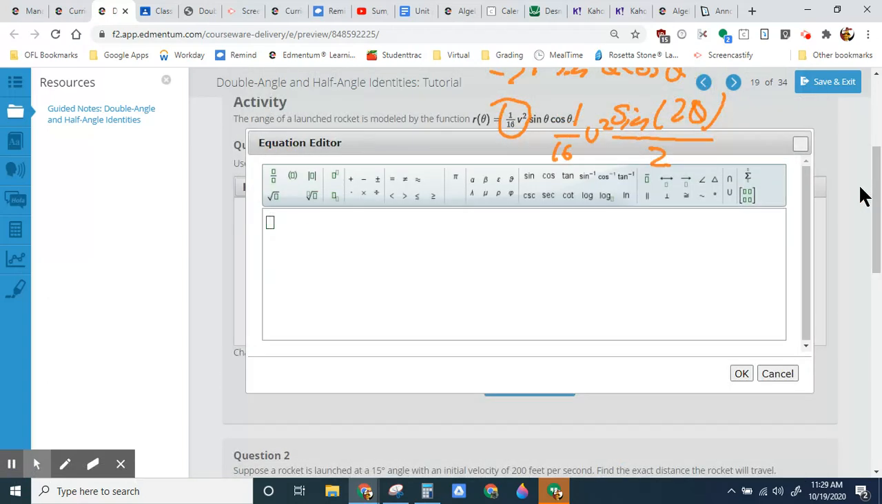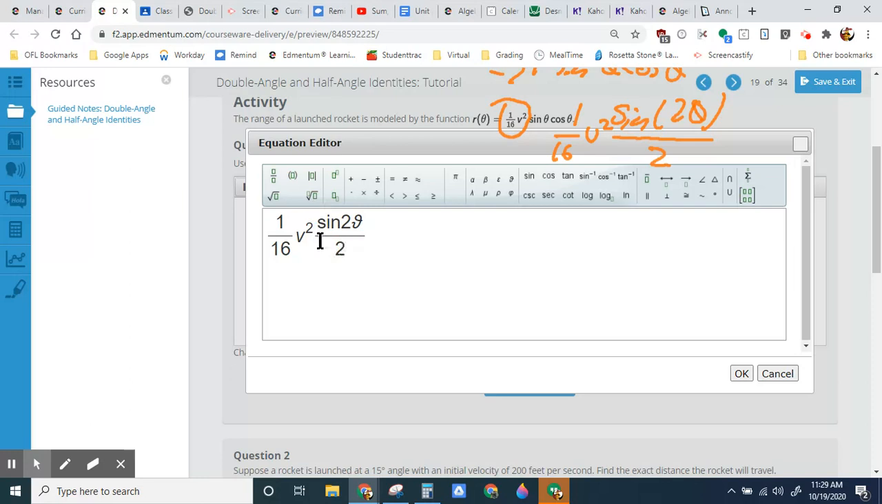I'm going to say fraction 1/16 v control up squared, and this is going to be sine 2 theta. Where's the theta at? Oh, there it is. Theta. And we're going to divide that by 2. Highlight it, put this, divide by 2.